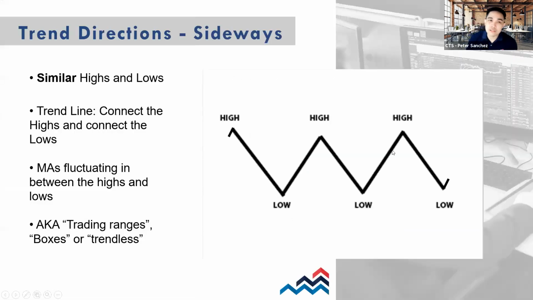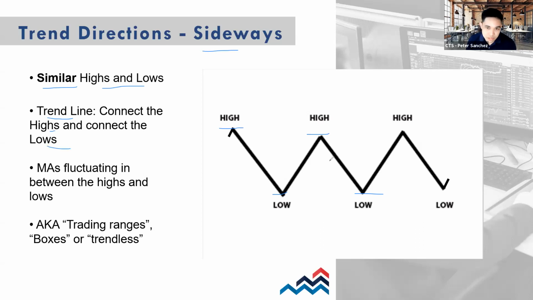Okay, for the first type of trend, we have the sideways trend. The sideways trend, basically, looks like it has similar highs and similar lows. The highs don't need to be exactly equal, but visually, you can see on the chart that they look the same. Same with the lows. To make a trend line, we just connect the highs and connect the lows.